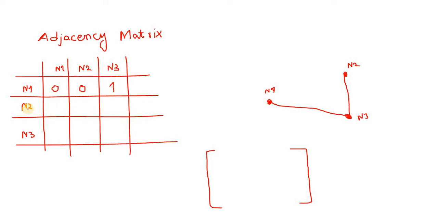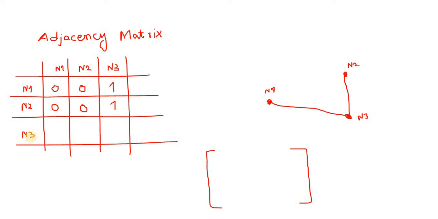Now we go to node 2 here, and we see from node 2 to node 1. Is there any connection? From node 2 there is no connection to node 1, so it means it is 0. And then node 2 to node 2, there is no connection, means it's 0. And then node 2 to node 3, there is an edge here, there is a connection, so we say that this is 1.